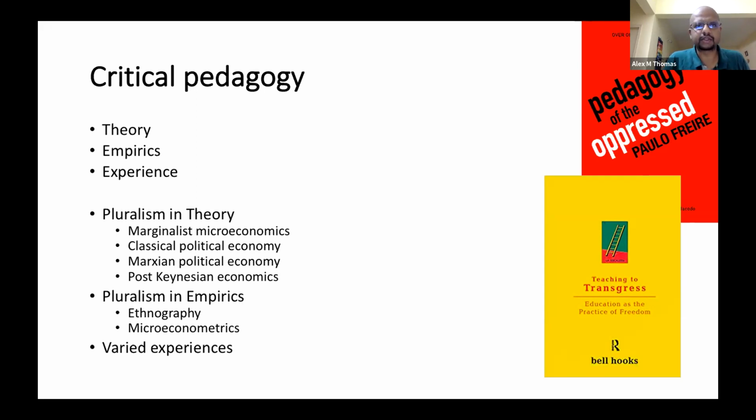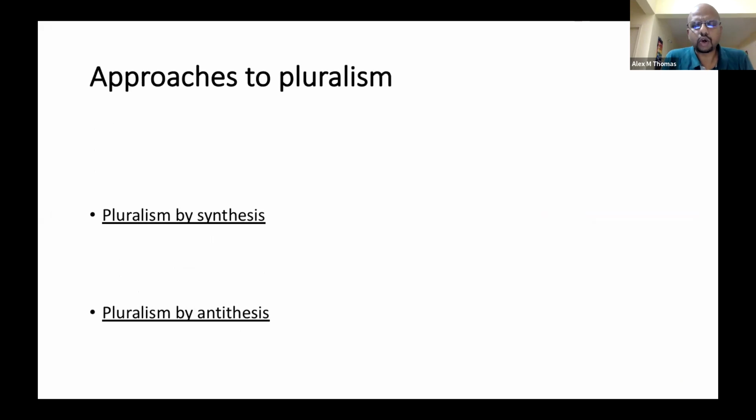contending perspectives. I want to talk about the way in which people have approached pluralism. I'm just calling them anti-pluralism, which is maybe a bit too harsh and too strong, but for purposes of presentation, it's okay. So broadly, I've identified three ways in which pluralism has been understood or engaged with. One is a kind of anti-pluralist standpoint. The other is pluralism by synthesis. And the third, I'm calling pluralism by antithesis.